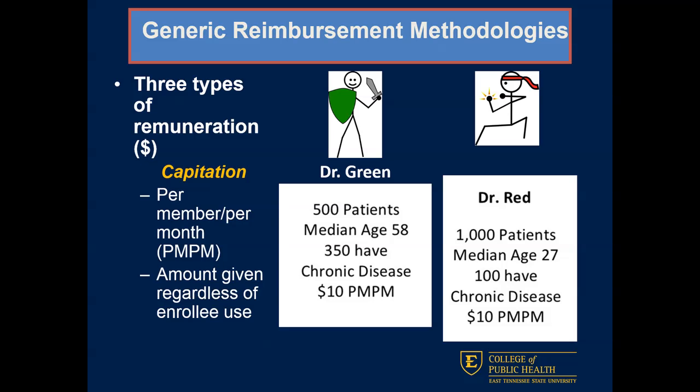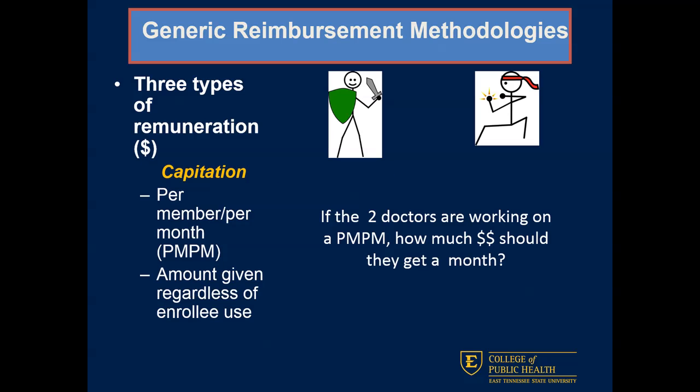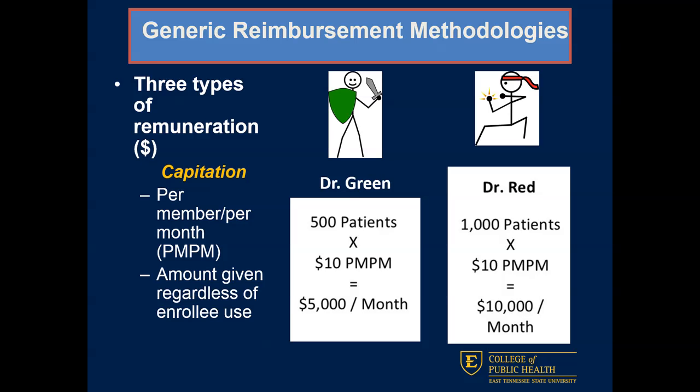You have Dr. Green with his 500 patients, Dr. Red with his 1,000 patients. We know they're working on a per member per month basis, and they each get $10 per member per month. How much money should they get per month? I know this is really simplistic, but I'm hoping it gets the point across of capitation and how it works. Dr. Green, since he has 500 patients, gets $5,000 per month. Dr. Red, 1,000 patients times $10 per member, gets $10,000 per month.